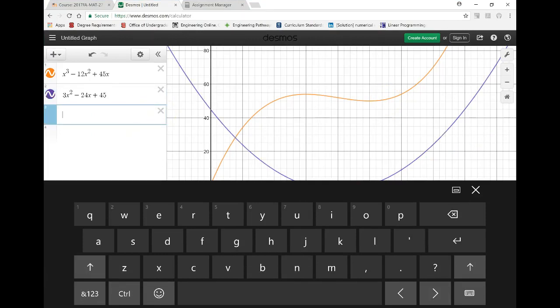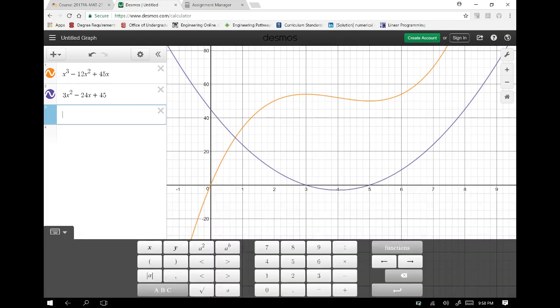So our velocity was 3x squared minus 24x plus 45. We just want to know what the absolute value of that function is. So I'm just using my absolute value bars, and I'm going to type that entire function in there: 3x squared minus 24x plus 45. And it changes it just a tiny bit.